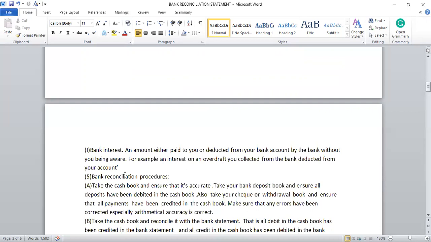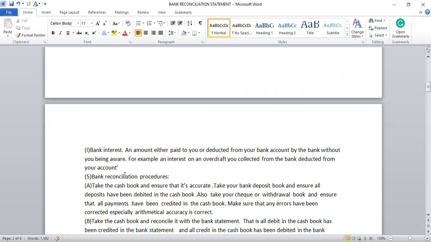Example is that when you collect an overdraft from the bank, for example, you have a fixed amount in the bank, then you tell the bank, oh, I want to withdraw more than that. Let's say you have $500. Then you tell the bank, I want to withdraw $1,000. The bank will come to an agreement with you so that you withdraw the amount. You call it an overdraft. You are withdrawing more than what you have. So definitely the bank is going to charge you for that particular amount that you have overdrawn.